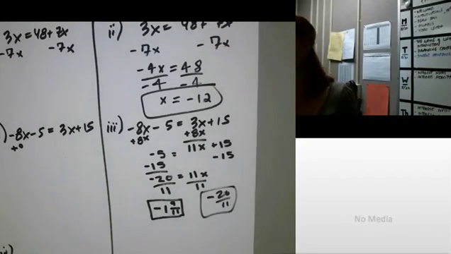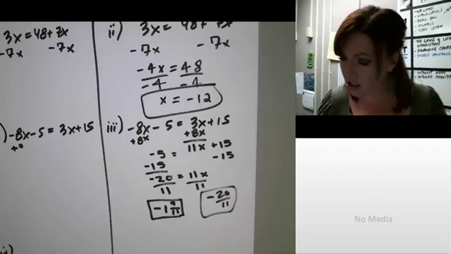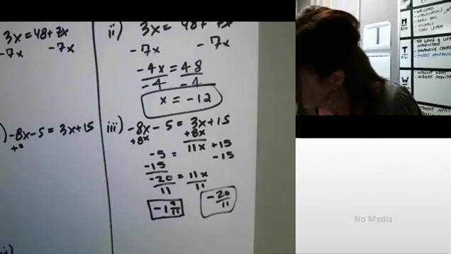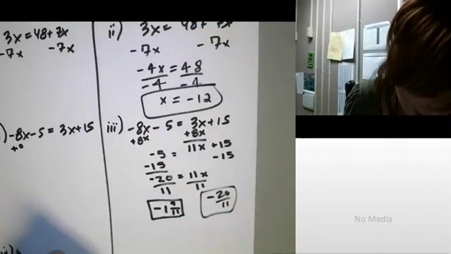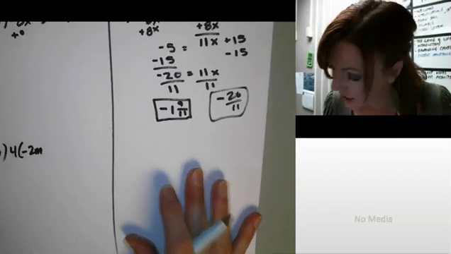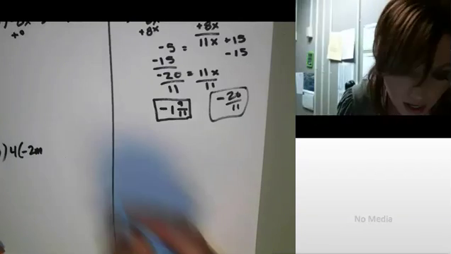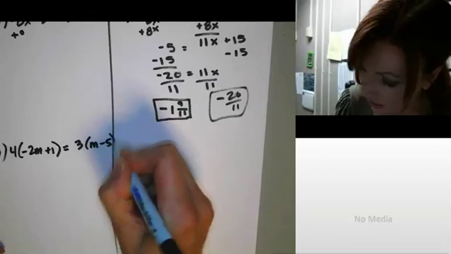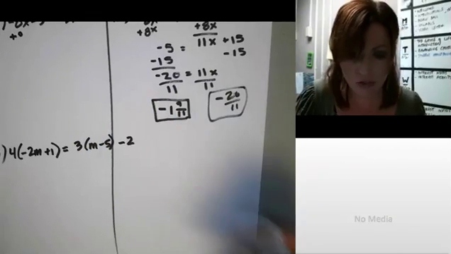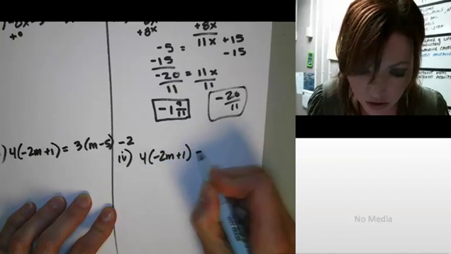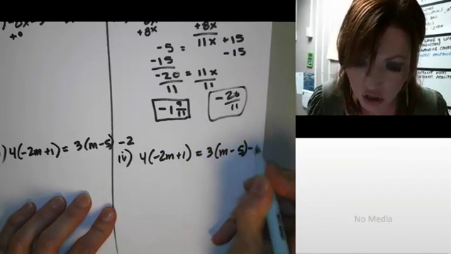I think we probably only need to do a couple more of these, right? I mean, these are pretty self-explanatory. Yeah. Okay, let's do a couple more and then we can be done. Okay, so let's do 4 times negative 2m plus 1 equals 3 times m minus 5 minus 2. That goes over the line a little bit, but here we go.